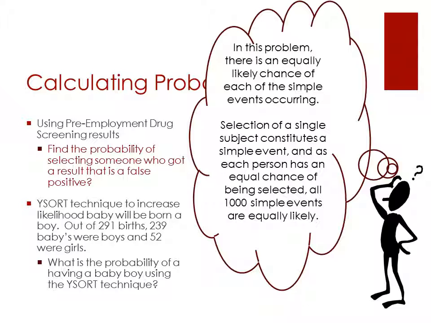So this first problem over here, when we're looking at the probability of selecting someone who's got a result that's a false positive, in this problem there's an equal likely chance of each of the simple events occurring. So selection of a single subject constitutes a simple event in this particular problem. And as each person has an equal chance of being selected, all 1,000 simple events are equally likely.